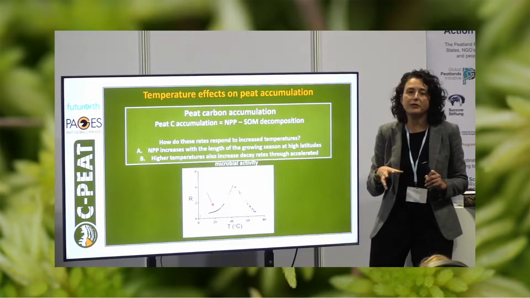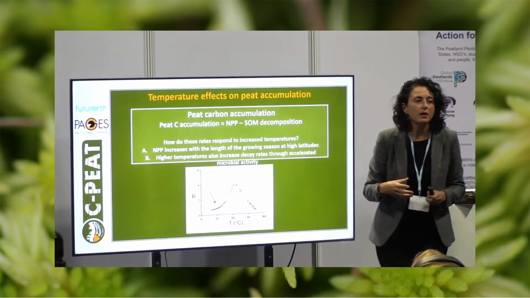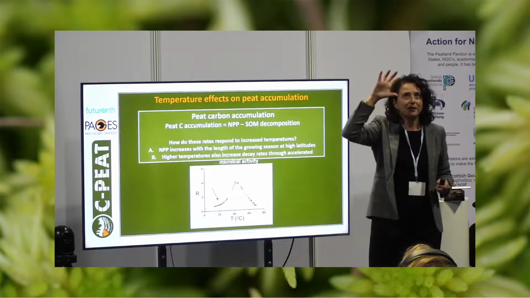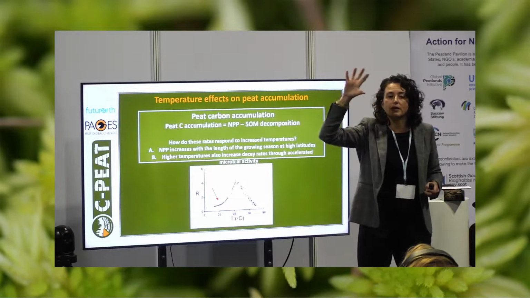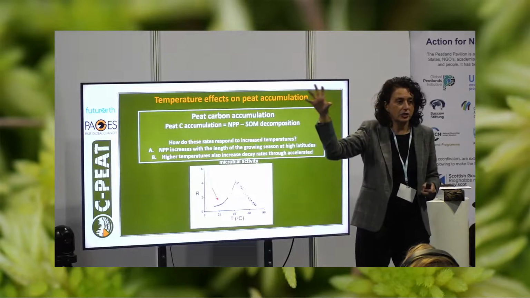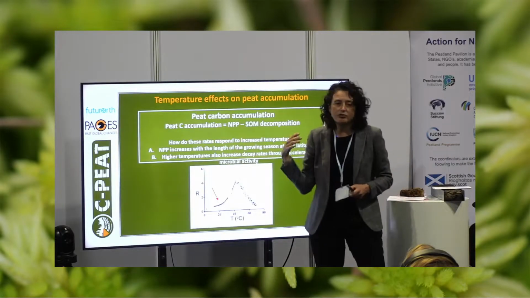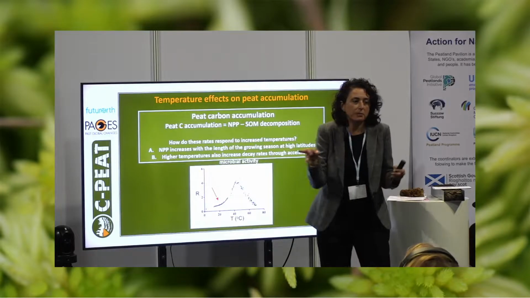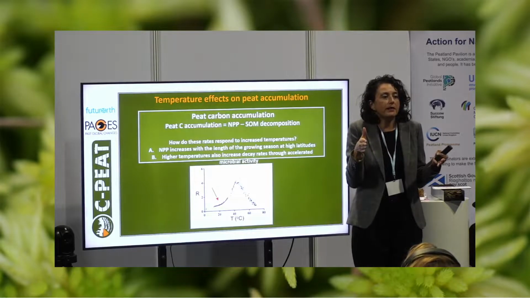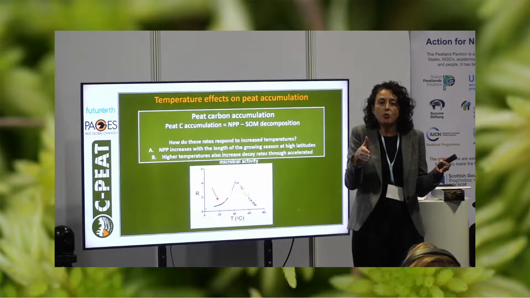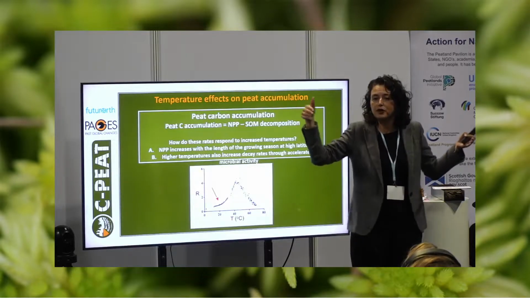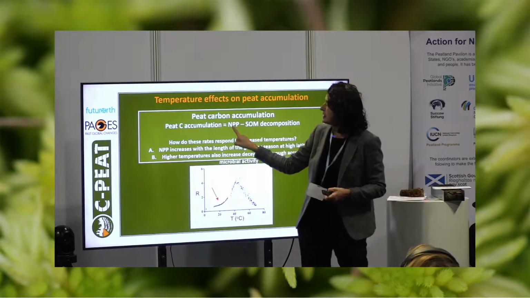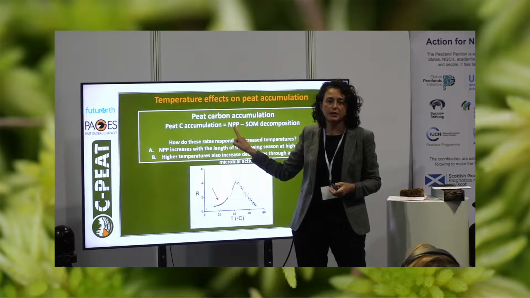And if you think about the response of this to warming, and I'm now asking you to think about where most peatlands are, on the northern latitudes and high latitudes, then an increase in warming will actually increase photosynthesis because the plants at the moment are limited by the growing season length. And as you warm, they can photosynthesize for a longer period of time in the year. So with warming, this term increases.